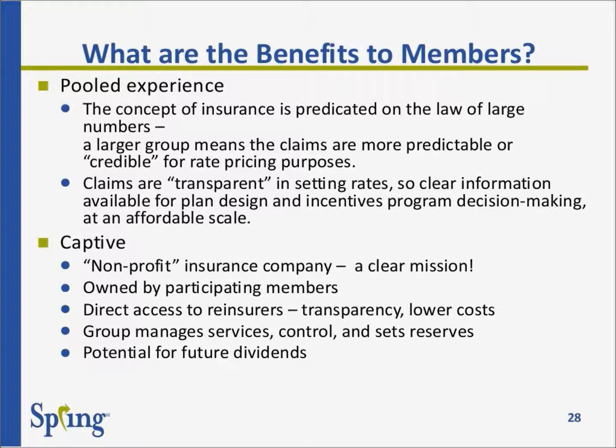So additional benefits, we've got the pooled experience, and Terry talked a bit about this. So we've got large numbers here. We are an institution that has approximately 700 employees on our health insurance plan, but we're now part of a group that has 15,000 covered lives. So that larger group means that our claims are more predictable, more credible, and it certainly is helping us to negotiate better pricing. The claims are also transparent.